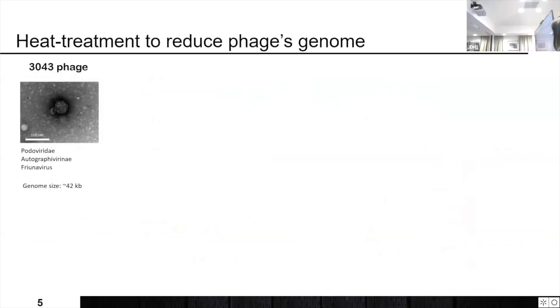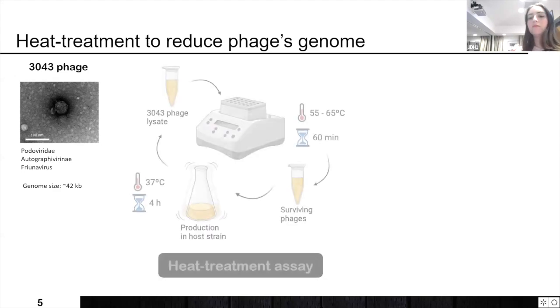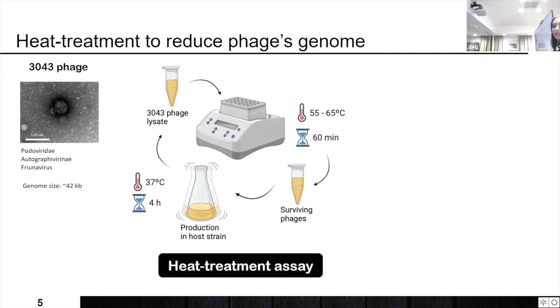So let me introduce you to the phage that I mainly work with, which is the 3043 phage. It's a podophage with around 42 kb genome size. And I am using this phage because it is highly studied in our group. And so we performed the heat treatment assays on this phage.